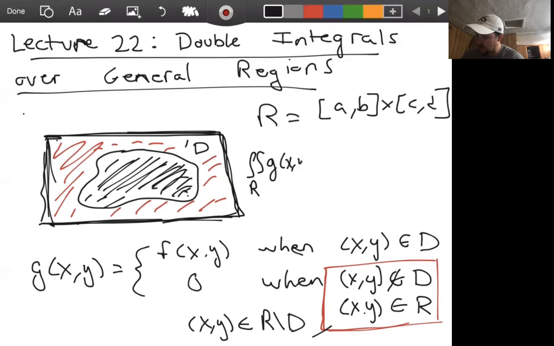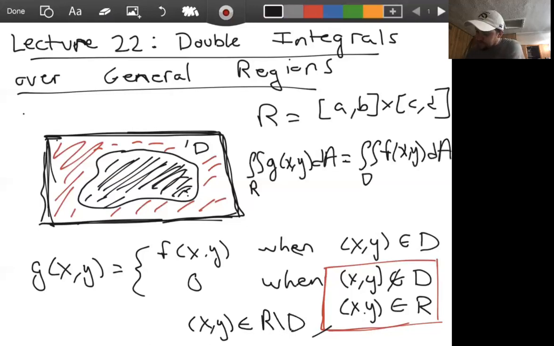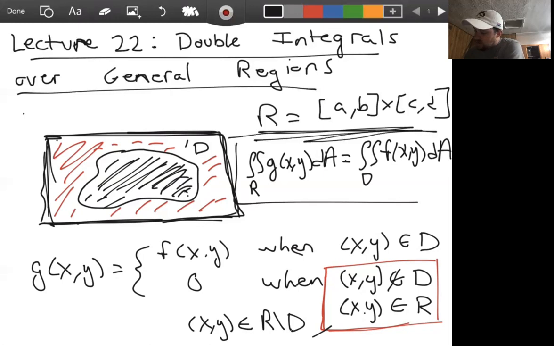Well, then in terms of the integrals, we have that the integral over the region R of this function g of x y, because this function is defined over the entire rectangular region, well, because everything outside of this region D is 0, this is going to be the same as the integral of f over the region D. And so because of this, we don't need to come up with a new limit definition for integrals over a general region, right?